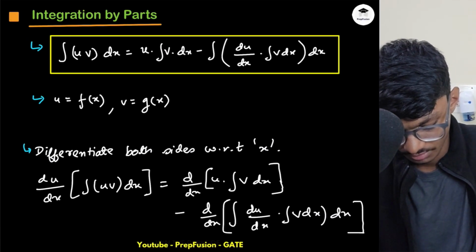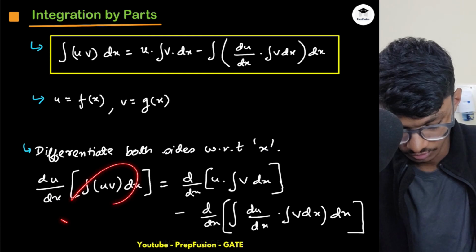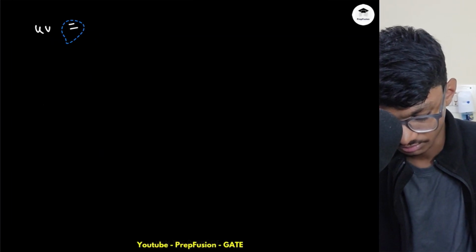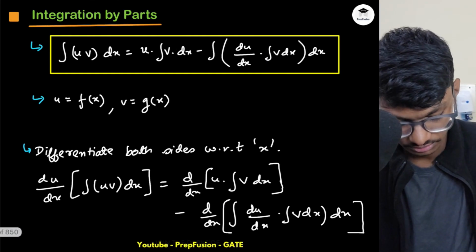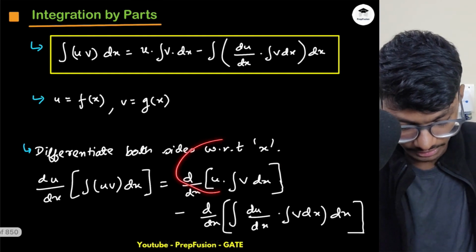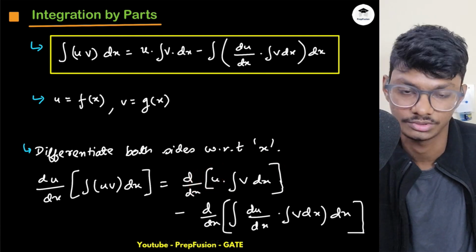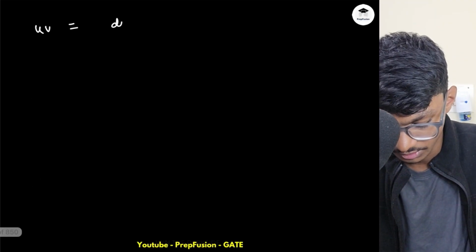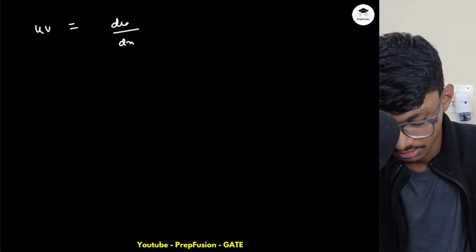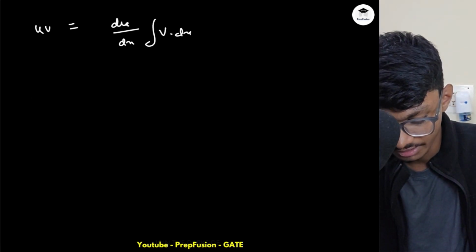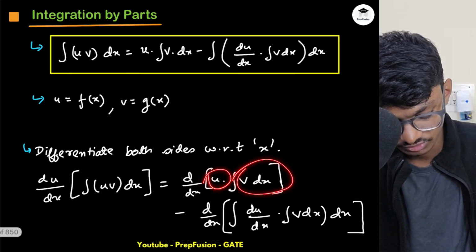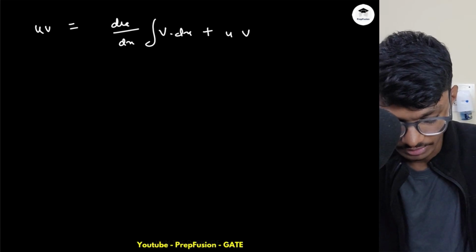So this will be simply, like, differentiation of this will be simply u times v, right? So this will be u times v, and this here, I can apply chain rule. First I will differentiate with respect to this, then I will differentiate with respect to this. So if I differentiate with respect to that, this will be du upon dx, and obviously I will have a v dx at the outside. Now if I differentiate with respect to this, this will be outside, so this will be u times v simply.